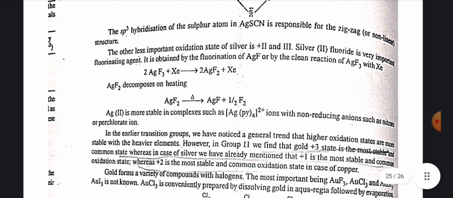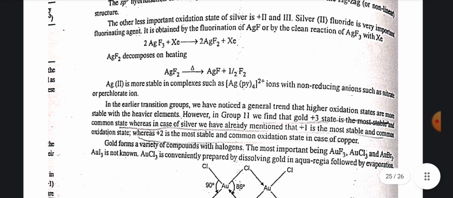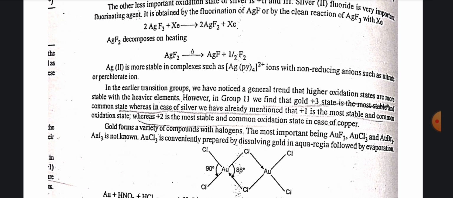The other less important oxidation states of silver are +2 and +3. AgF2 is a very important fluorinating agent. It is obtained by fluorination of AgF, and AgF3 by a green reaction next.